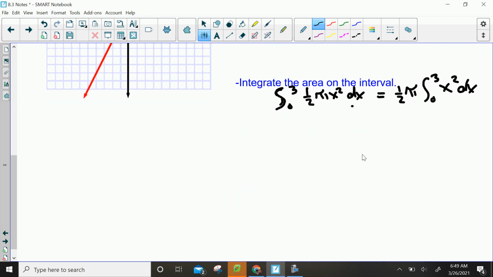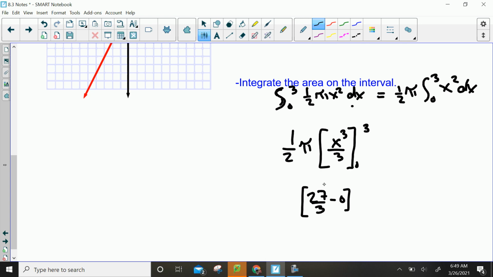And when I do that, I have x cubed over 3, from 0 to 3. So 27/3, which is, by the way, 9. So 1/2 pi times 9. So there's our final answer.